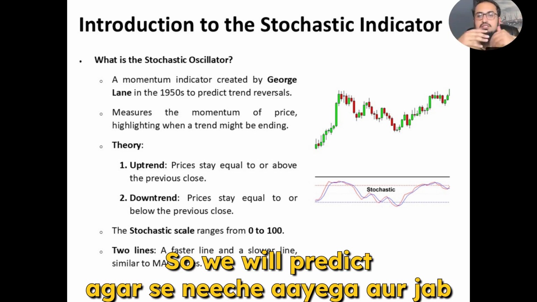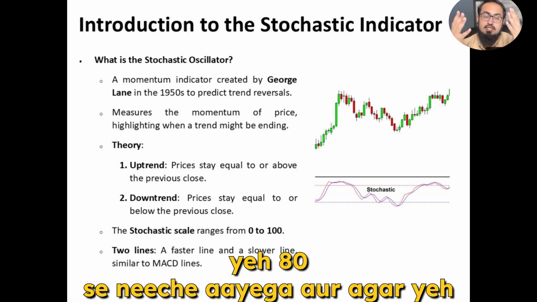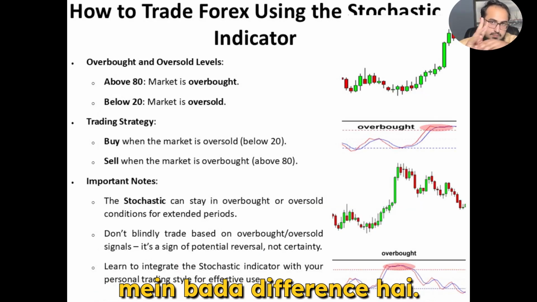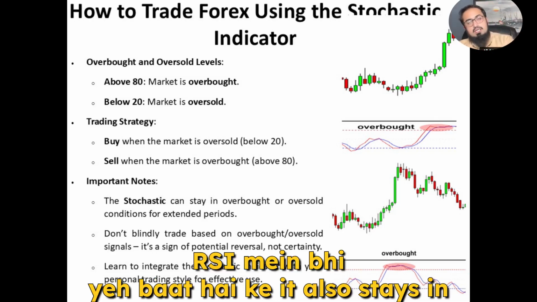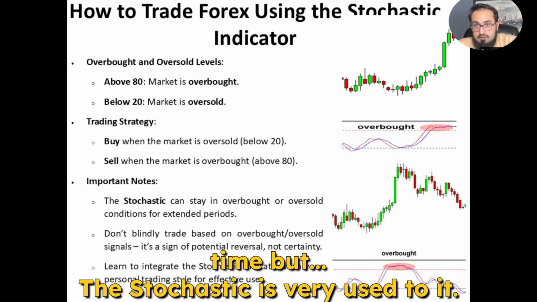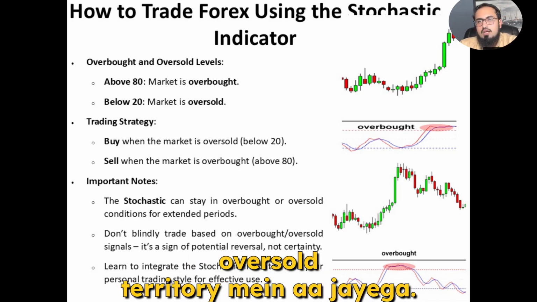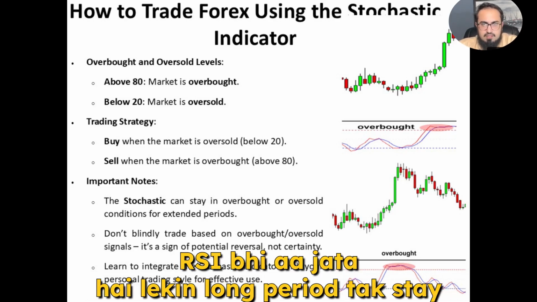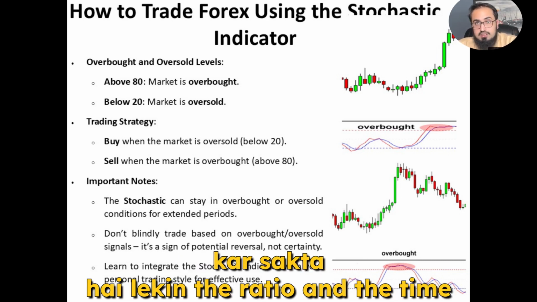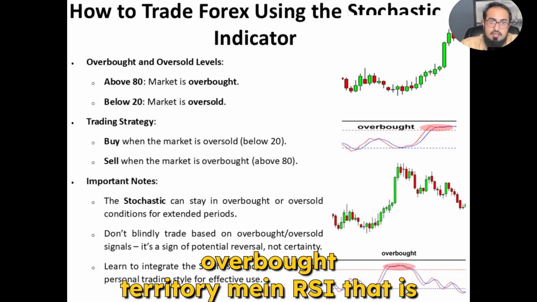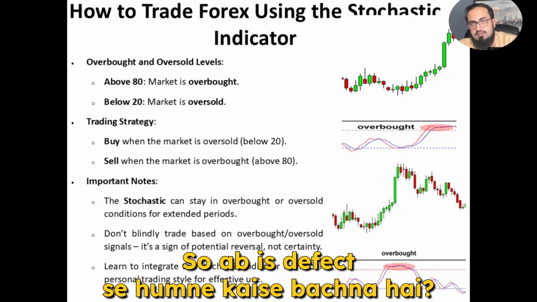So we will predict it will come down when it is above 80, and if it is at 20, it will go up. But there is a big difference between RSI and stochastic. RSI also oscillates and can stay in overbought and oversold conditions for a long time, but stochastic can easily enter overbought and oversold territory and stay there for a long period. RSI can also take a long time, but the share of time it spends in oversold and overbought territory is very small compared to stochastic.